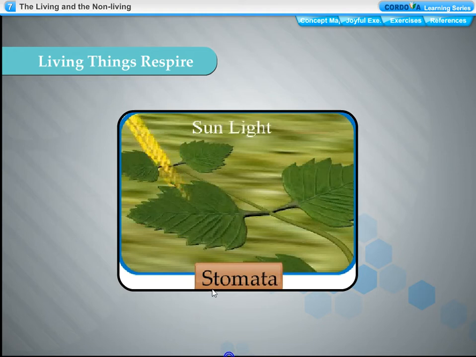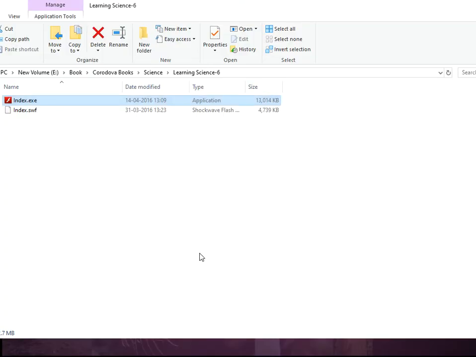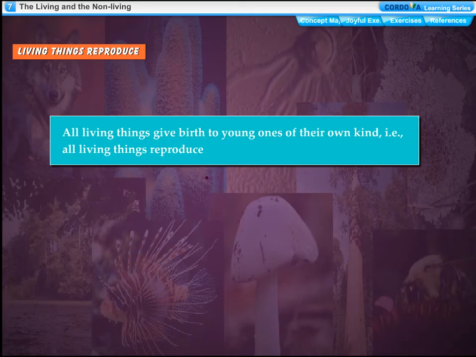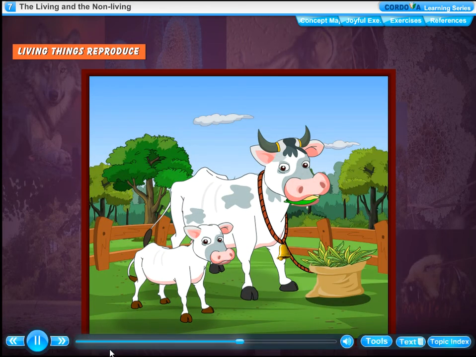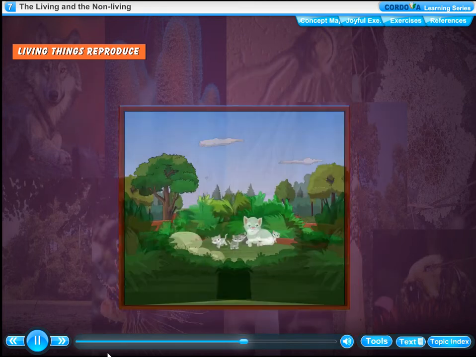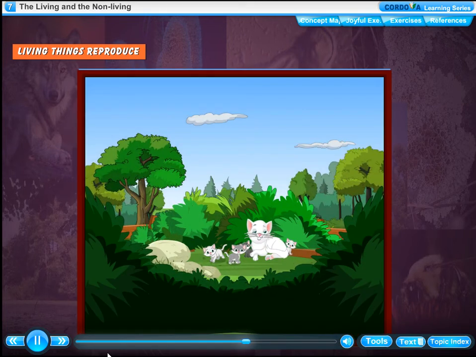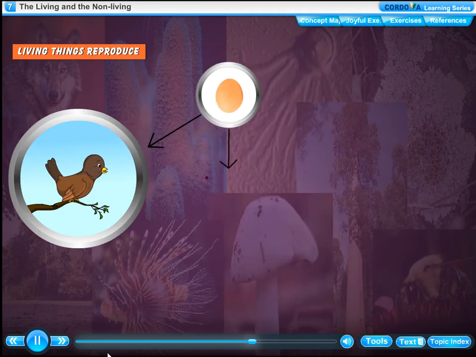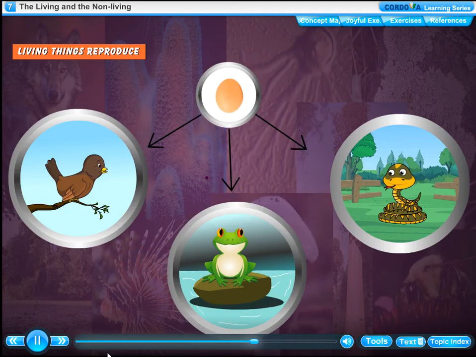Living things reproduce. All living things give birth to young ones of their own kind. That is, all living things reproduce. Animals like cows and cats give birth to young ones. Cows reproduce by giving birth to calves, whereas cats give birth to kittens. Human beings reproduce by giving birth to babies. Some baby animals like birds, frogs, snakes, and mosquitoes hatch from eggs. Plants usually reproduce through their seeds or from other parts of the plant like stem and leaves.